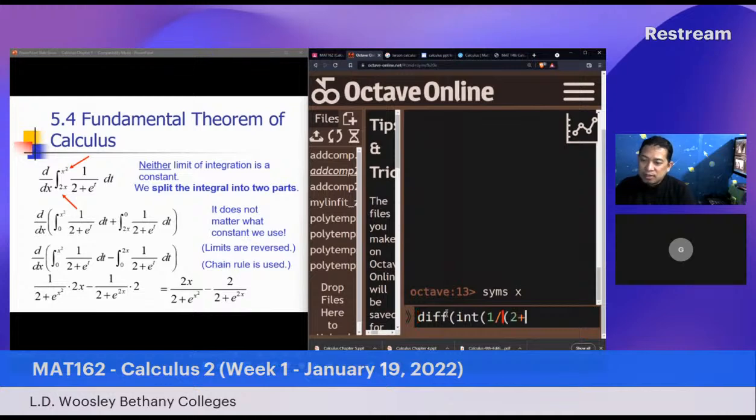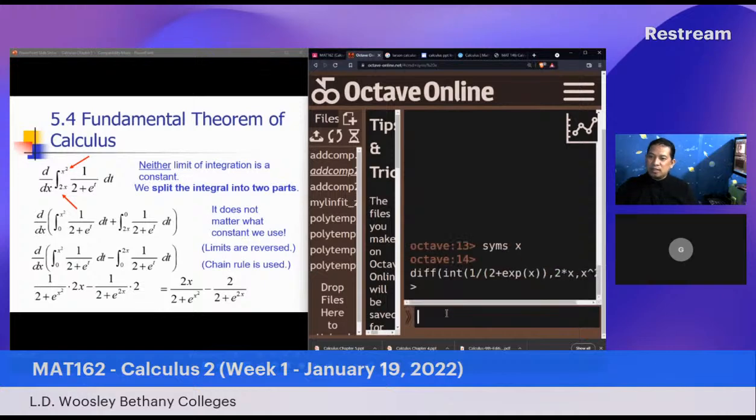2 plus PXP, T or X, from 2x to x squared. That's the one. 2x to x squared, no? 1 over 2 e raised to x. Let's see. There, no answer.